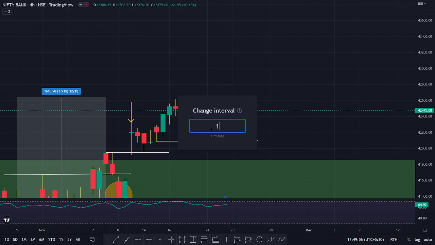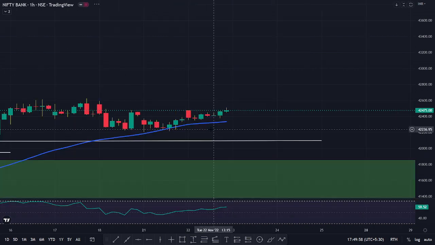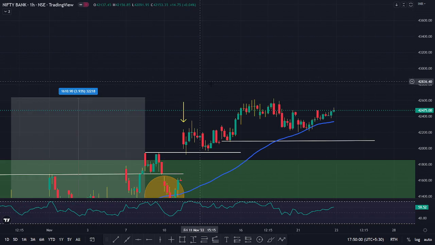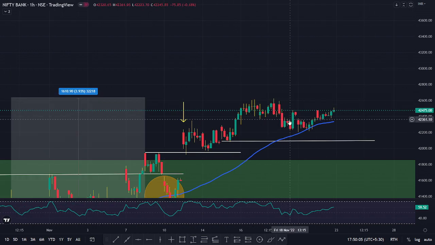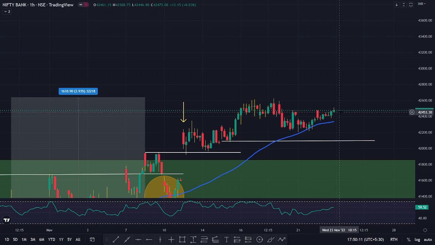Now moving on to the 1-hour time frame, it's basically, guys, in some sort of a consolidation, big breakout, consolidation, and some kind of a breakout here. So the entire Bank Nifty market has been going in some sort of a consolidation for the past few days. So what is exactly going to happen again?